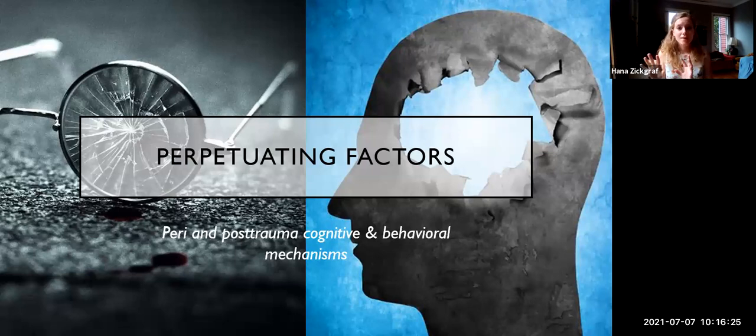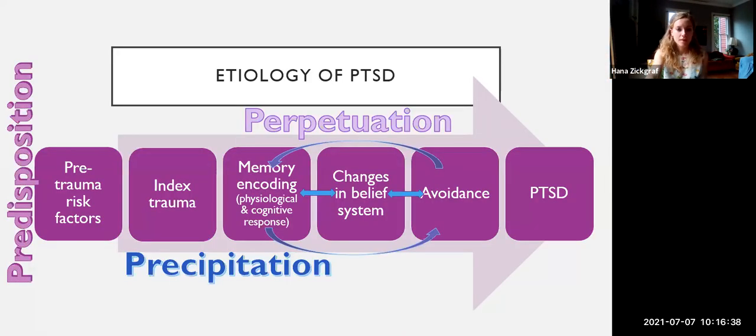Okay, so in this part of the lecture, I'm going to focus on the key perpetuating factors to PTSD that occur both during the trauma and in the immediate aftermath and post-traumatically. Okay, so here's our etiological model of PTSD again. And first I'm going to talk about memory encoding, which is both a precipitating factor and a perpetuating factor in that it's something that happens during the index trauma and in the immediate aftermath of the index trauma, but that also helps to maintain and cause symptoms of PTSD to develop.